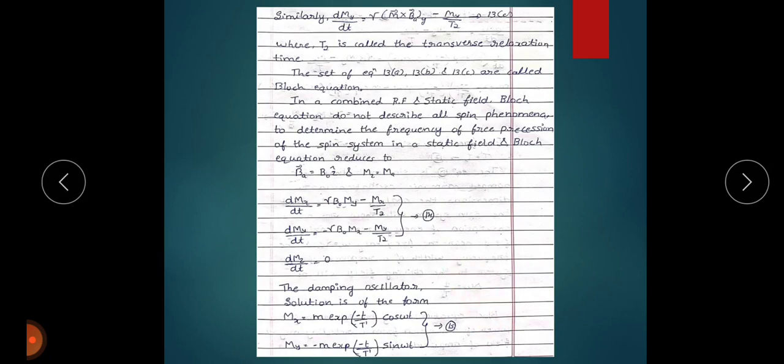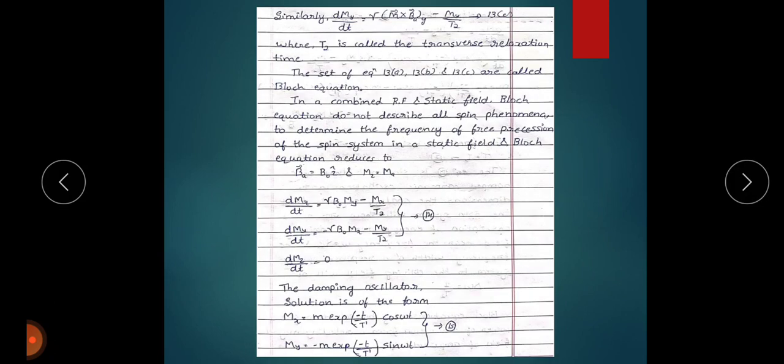Equation 15 is similar to the damped harmonic oscillation in two dimensions. The analogy suggests that the spin system will show a resonance absorption of energy from a driving field near the angular frequency omega naught, which is equal to nu into b naught, the angular frequency or precessional value.